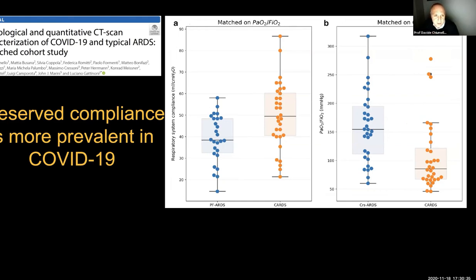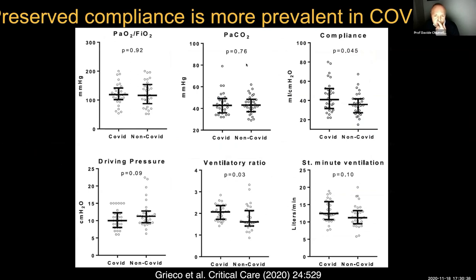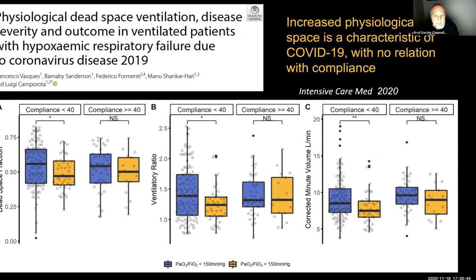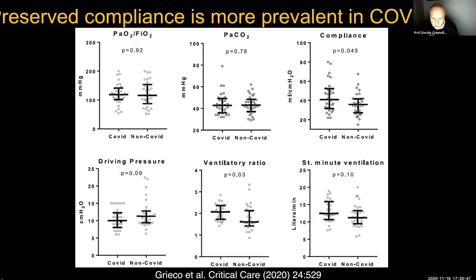Now, this is from other studies as well. You can see two things. One, that the gas exchange is the same between COVID and non-COVID, but the driving pressure is much lower in COVID, indicating the lung volume is greater. The compliance is much greater. You can see the p-value there. But also you can see the indices of dead space are greater in COVID than non-COVID, indicating exactly what we can see from CT scan and biopsies. Essentially, the lung that is normally ventilated is poorly perfused. So there is an increased dead space over there.